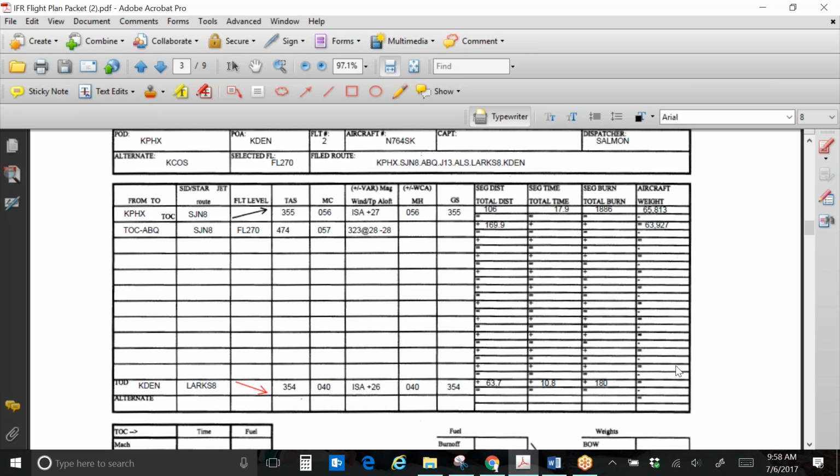So on my calculator, you probably can't see that very good, but I know you guys know how to do this part on your own calculator. So my course is 057. True airspeed is 474. The wind direction is 323, and the wind speed is 23. So it's actually showing me that it is a 1 knot tailwind instead. Got the wind correction angle correct of -3, so heading 054, and ground speed is 475. So it's looking like a 1 knot tailwind.